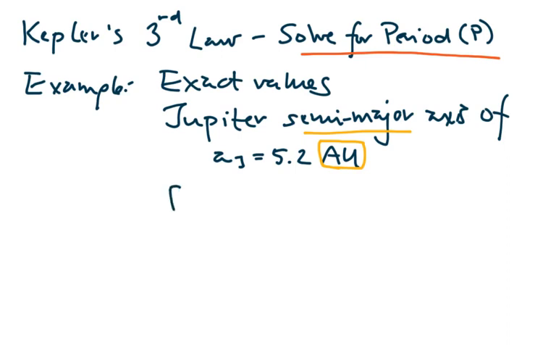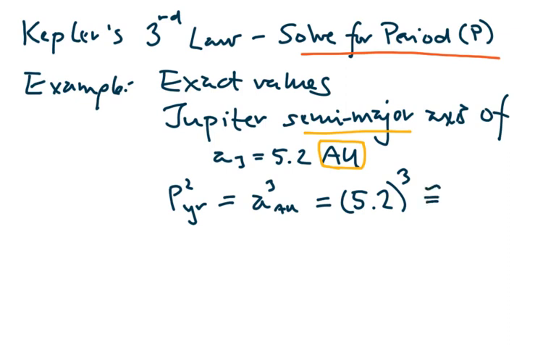So Kepler's third law is that the period squared, expressed in years, is equivalent to the semi-major axis cubed when expressed in astronomical units. So we have the units we need for Kepler's law, and we can go ahead and substitute the 5.2 AU in for the semi-major axis and cube it, and you can check with your calculator that this value is approximately 141. And remember, that's the square of the period, not the period itself.